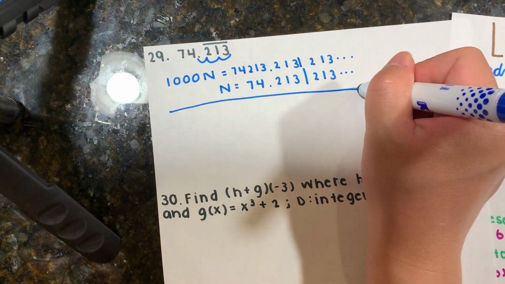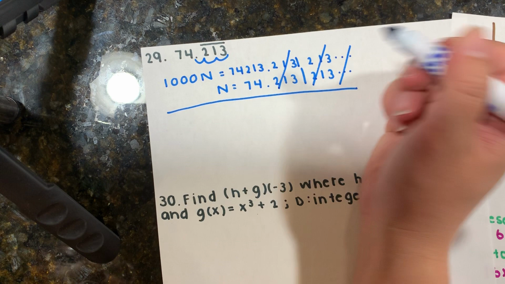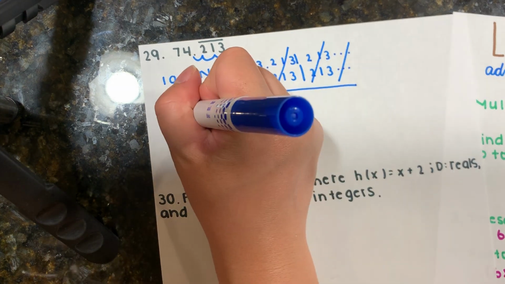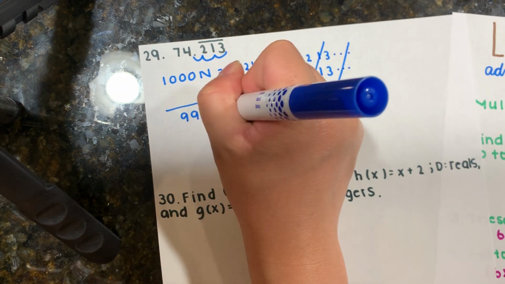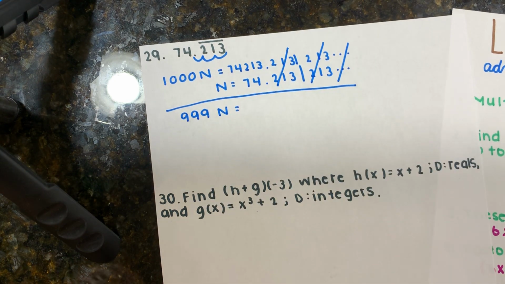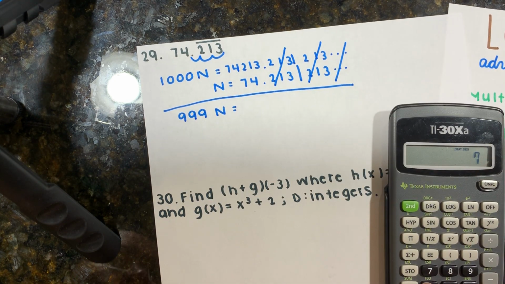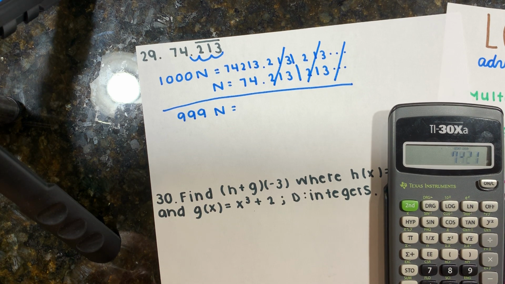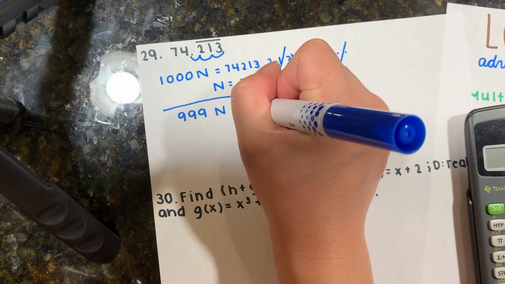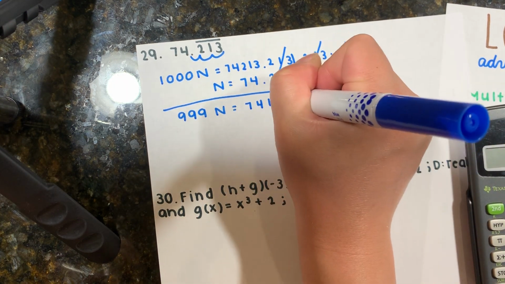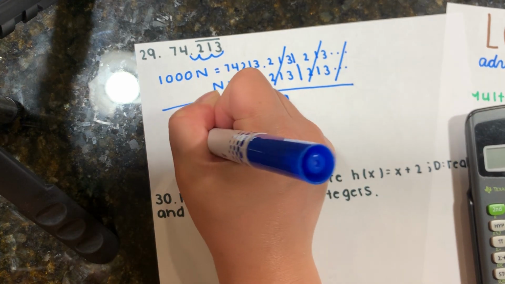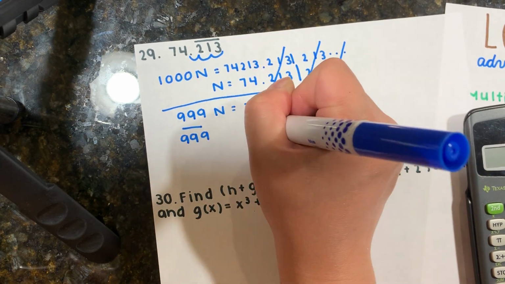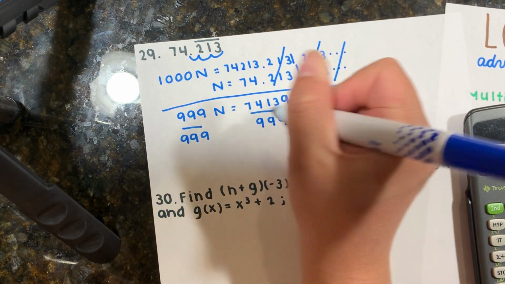So when I subtract these, the decimal and the 213 and the 213 are all going to cancel. So I have 999n is equal to 74213 minus 74 equals 74139, and divide that by 999. And that right there is your result.